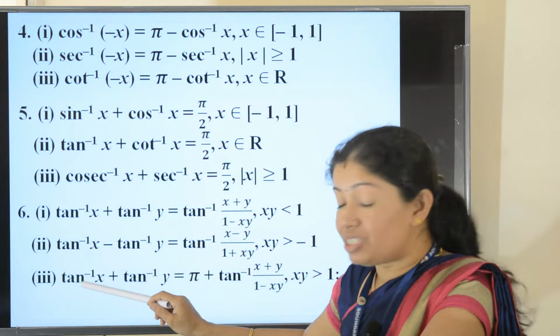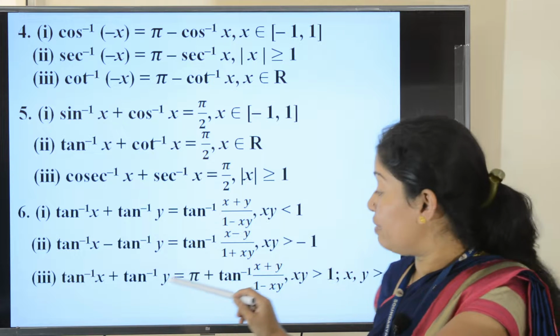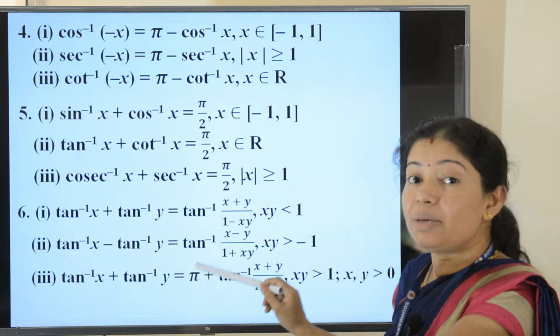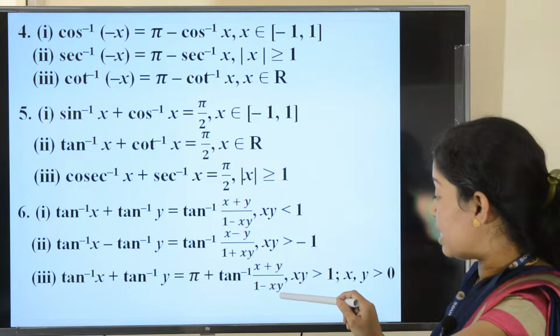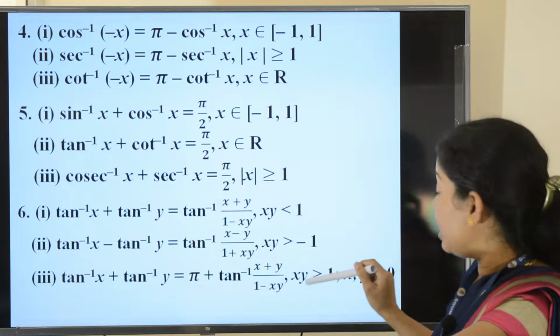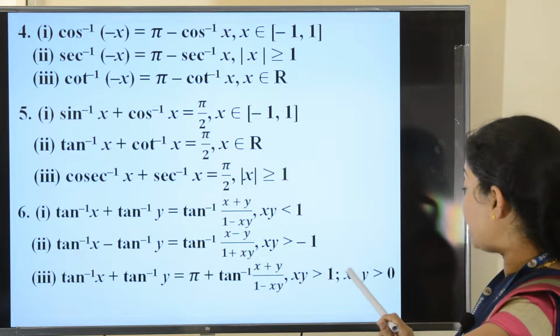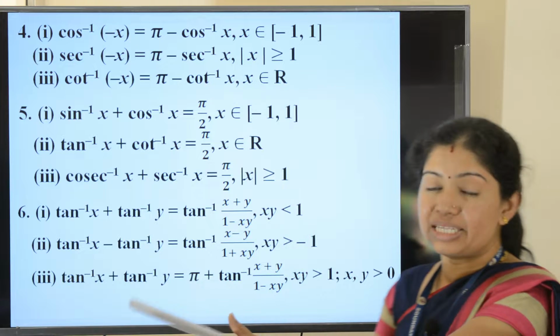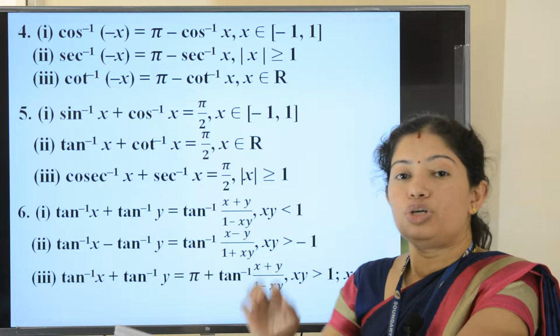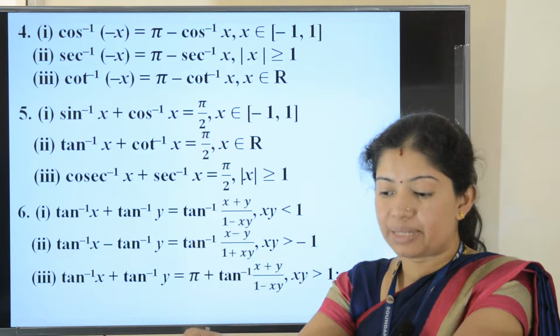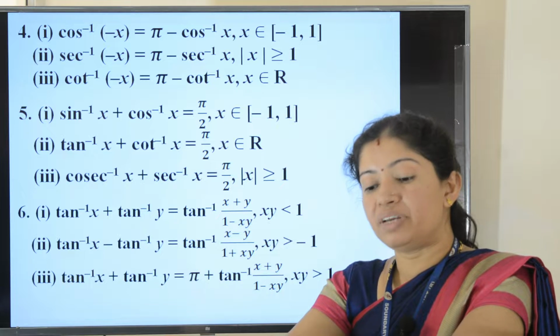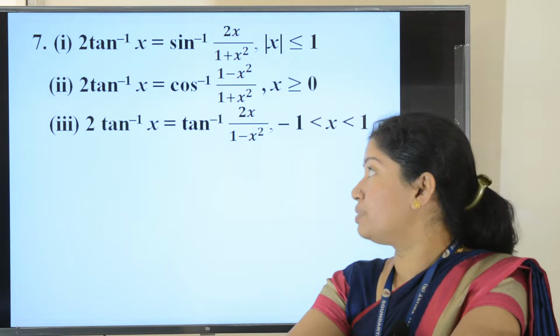whereas tan inverse of x plus tan inverse of y will become equal to pi plus tan inverse of x plus y divided by 1 minus xy if xy is greater than 1 and both x and y are greater than 0. Up to here, you learned these properties in detail in your previous class. In this class, we will prove another property of inverse trigonometric functions, then we will solve problems.